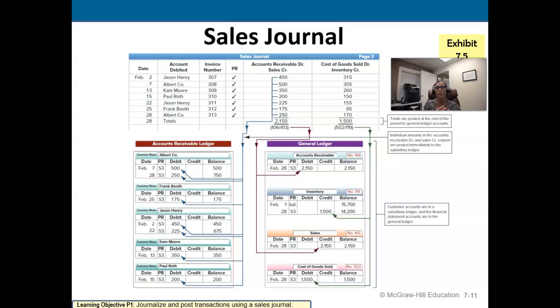So I think probably the most common words that students confuse at this stage are journals versus ledgers. You know, the journals are kind of the higher up view of things. The ledgers are the drilled down individual accounts or individual customer views, where you're going to see all of the Albert Company, for example, transactions. That's going to appear on a ledger, versus all of the sales are going to show up on the sales journal.